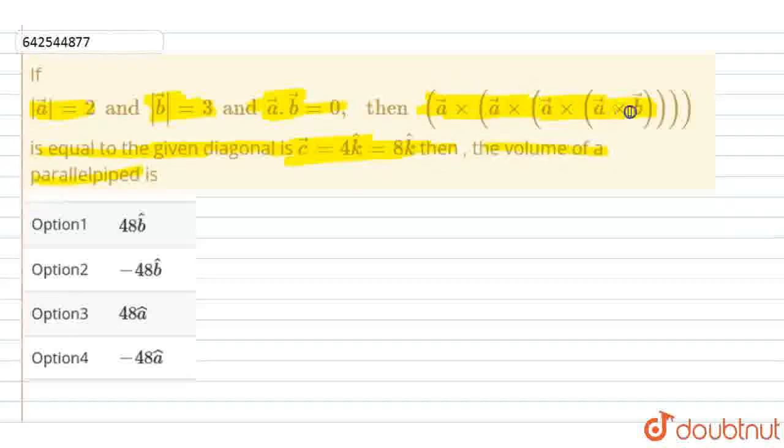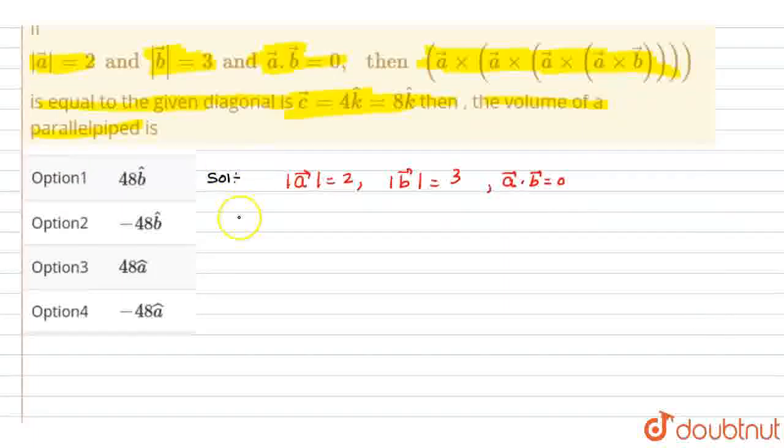In this question we have to find the value of this given equation. Here the magnitude of A vector is equal to 2, the magnitude of B vector is equal to 3, and A vector dot B vector is equal to 0. Now we have to find the value of A vector cross A vector cross A vector cross B vector.